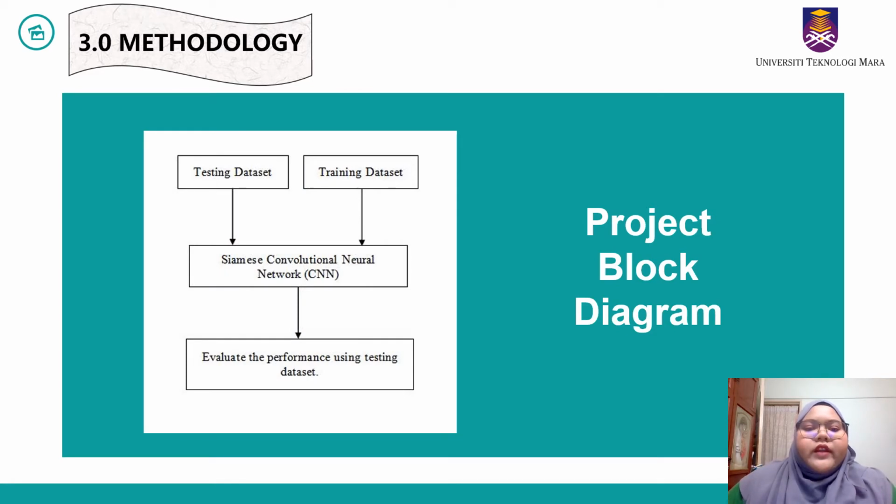For the project block diagram, as you can see here, there are two different types of dataset. First, the training and the testing. The dataset will be trained using the Siamese convolutional neural network, Siamese-CNN, and the output will evaluate the performance using the testing dataset.